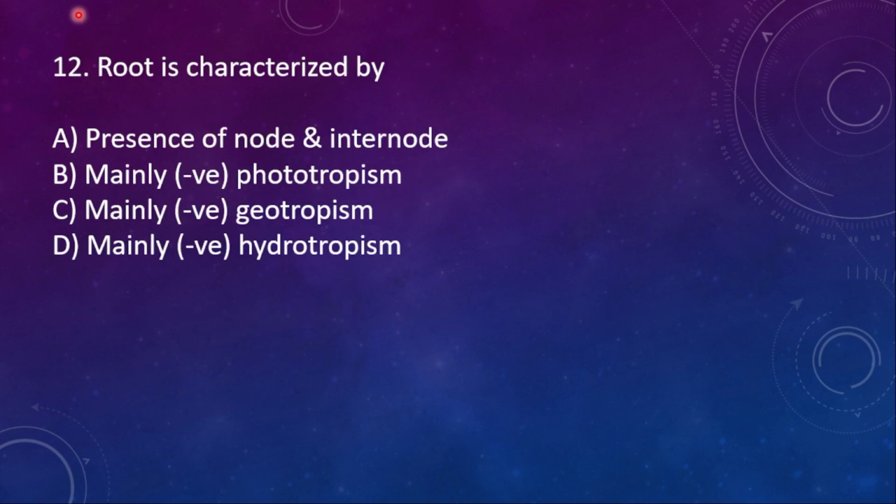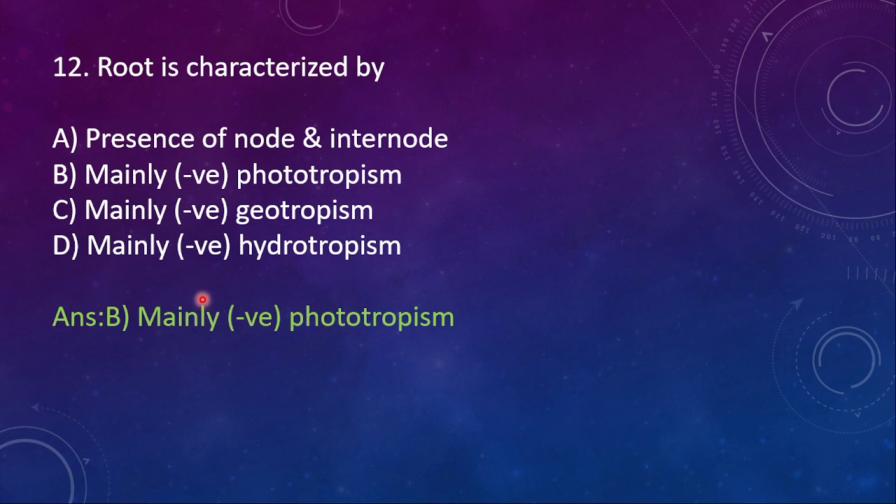12th one, root is characterized by option A, presence of node and internode. No, this is the characteristic of stem. B, mainly negative phototropism. Mainly it is negatively phototropic. This is correct because roots are positively geotropic. They are negative toward the sun, or else negatively phototropic, we can say. So your right option is B.